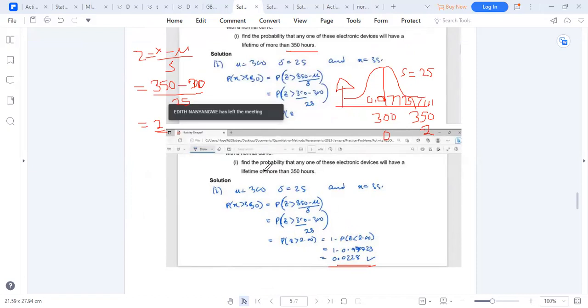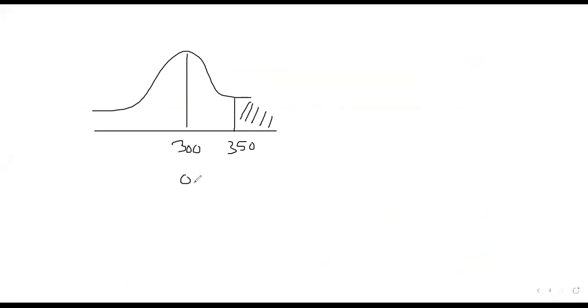Mr. Collins, can you repeat? I'm not clear on how I'm supposed to know that this one was supposed to deduct from the one. Okay. Our mean is 300, and we're told to find greater than 350. Greater means we're shading to the right, and this is at 0. To standardize this 350, we take 350 minus 300 over the standard deviation. What's our standard deviation? Our standard deviation is 25.